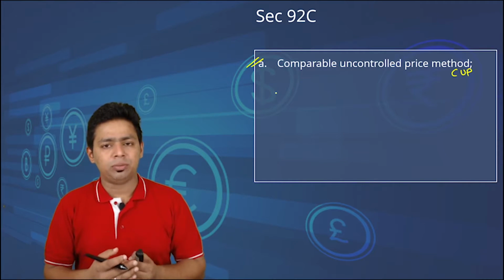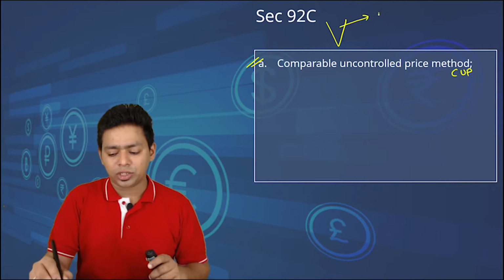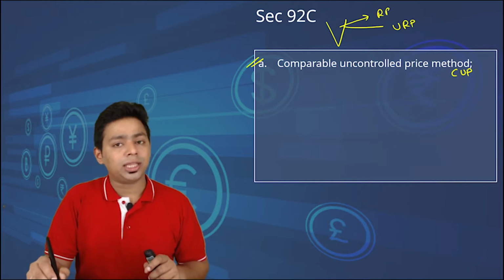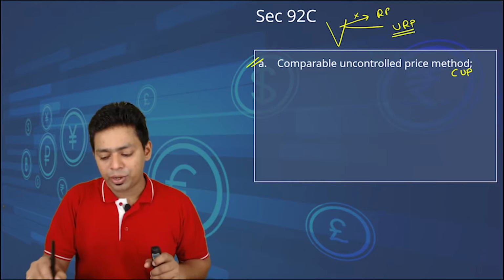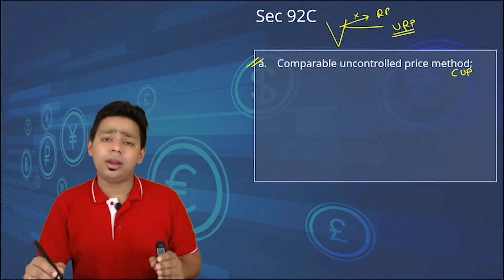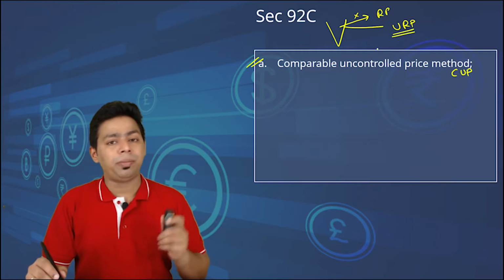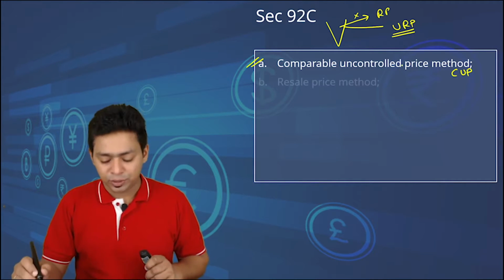Comparable uncontrolled price method means if you have done two transactions from India, one transaction with a related party and one transaction with an unrelated party, the transaction with the related party will be ignored and your price will be compared with the transaction with the unrelated party, and then whatever is more favorable for the income tax department will be taken care of. So we will discuss that.